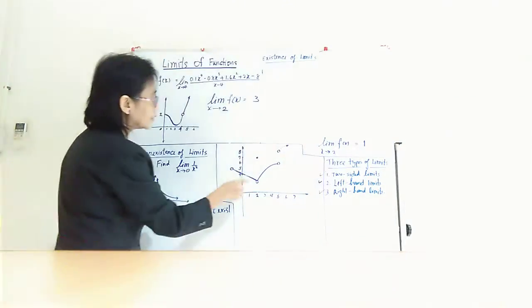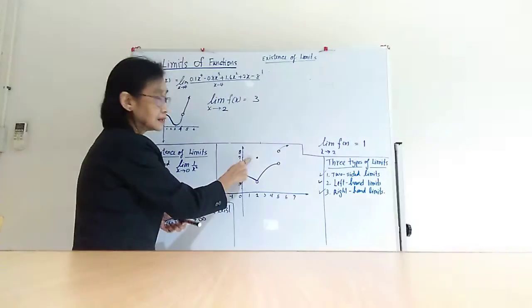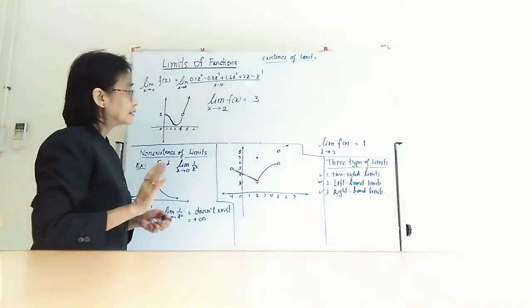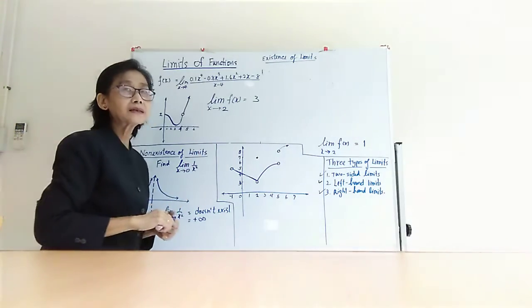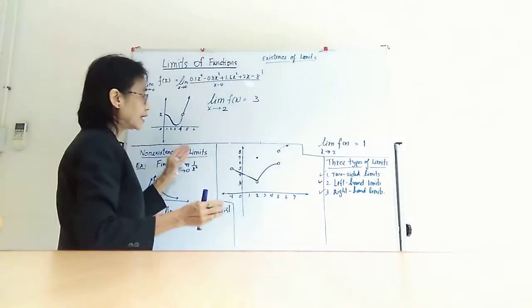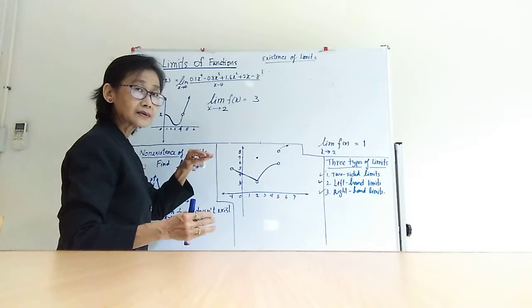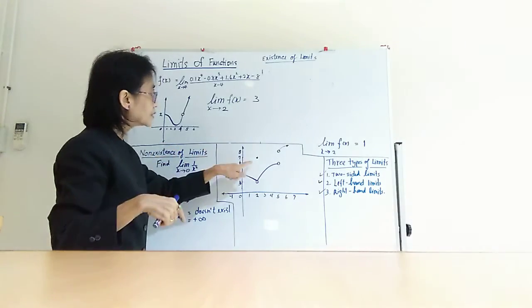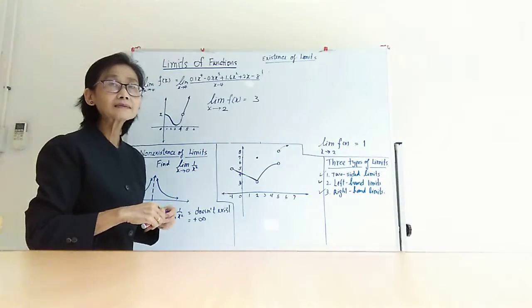Now, how about this dot? If there is only one dot, the limit doesn't exist. Okay. If only one dot, the limit doesn't exist. The limit will exist only when we have a graph from the left and from the right approaching the point. But this is only one dot, so the limit doesn't exist.